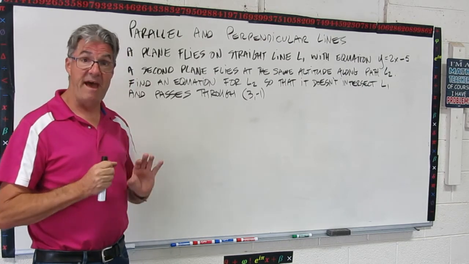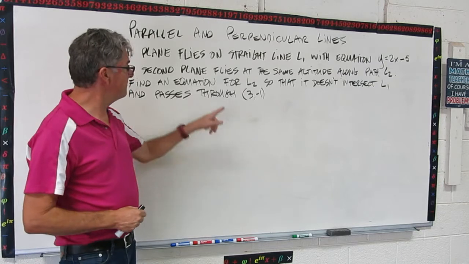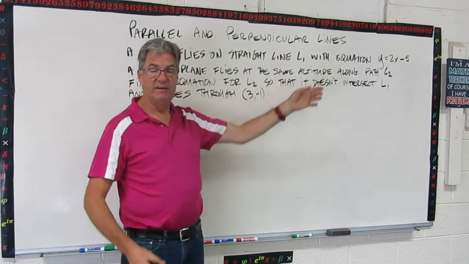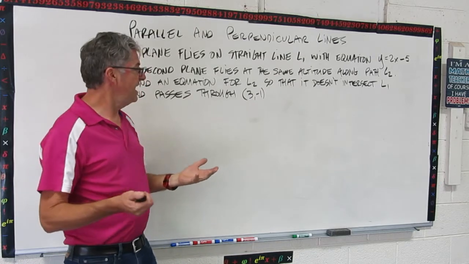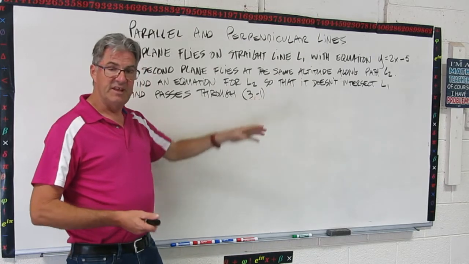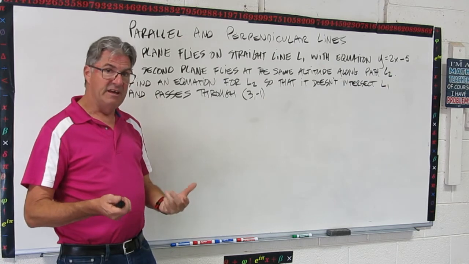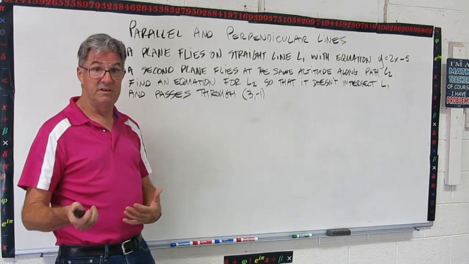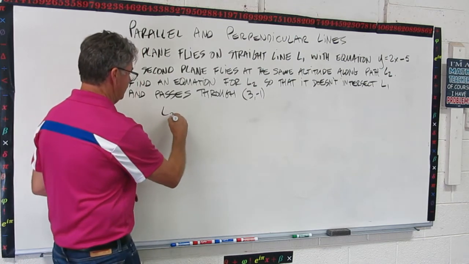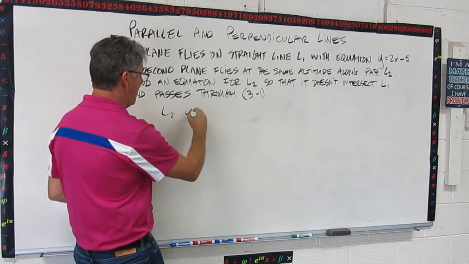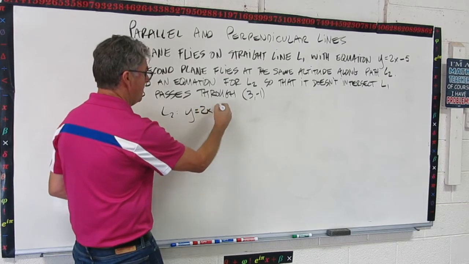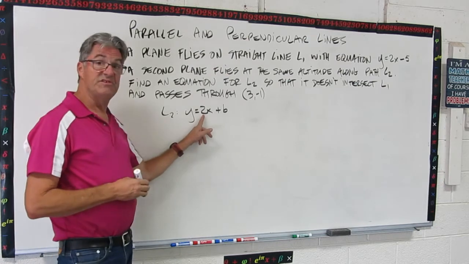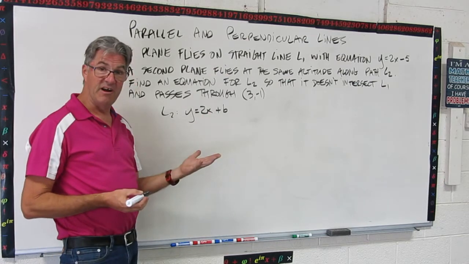Okay, in terms of math, we need the equation for a line that's parallel to this one. L2 has to be parallel to L1. That way they'll never intersect, and it needs to go through this point. So that's kind of the boil down of the math. Now parallel lines, what do we know about their gradients? They're the same. So L2 is going to look like this. It's going to be y equals 2x plus b. We don't know what b is, but we do know the slope. Okay, so we're kind of halfway there.